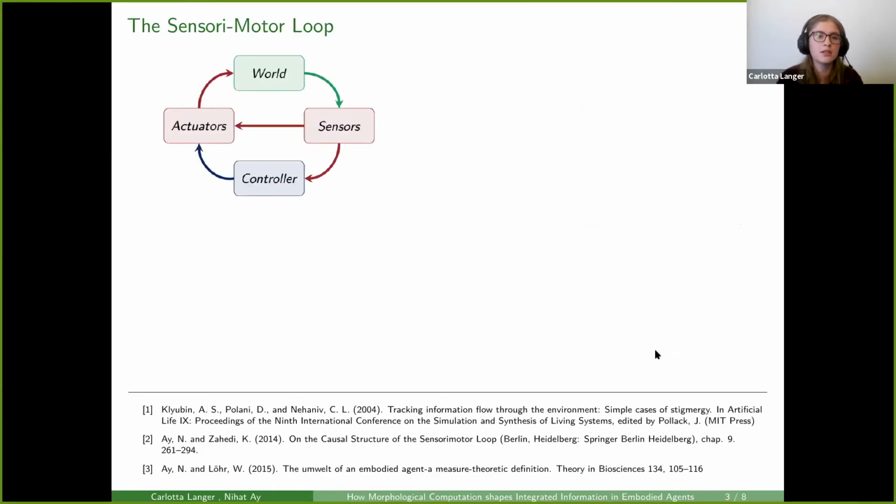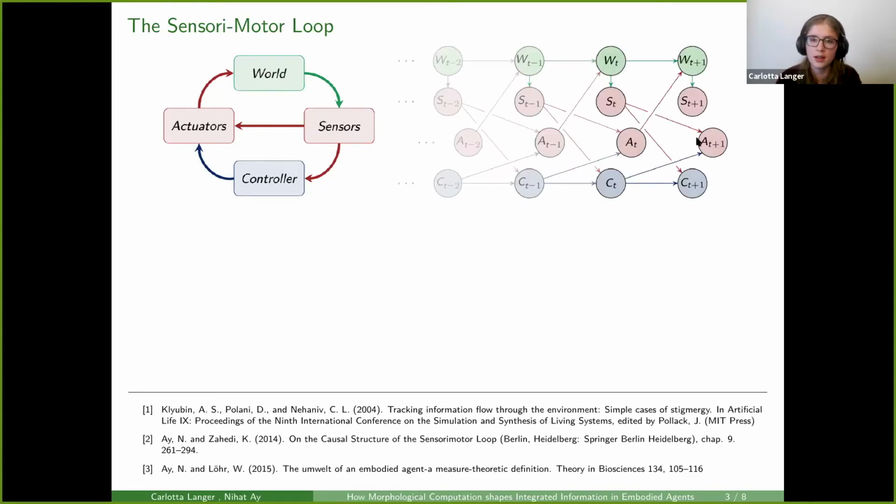We do that by looking at the sensory motor loop. The sensory motor loop was discussed, for example, in these 3 references here. So you have the world, and the sensors receive information from the world. They can send information as a direct stimulus response to the actuators, or they can send information to the controller. This controller processes the information, sends commands to the actuators, which in turn influence the environment. Now we can take these interactions here, and if we unfold this in time and assume discrete time steps, then we get to a graphical representation like this here on the right. So here we have the world W, the sensors S, the actuators A, and the controller nodes C.